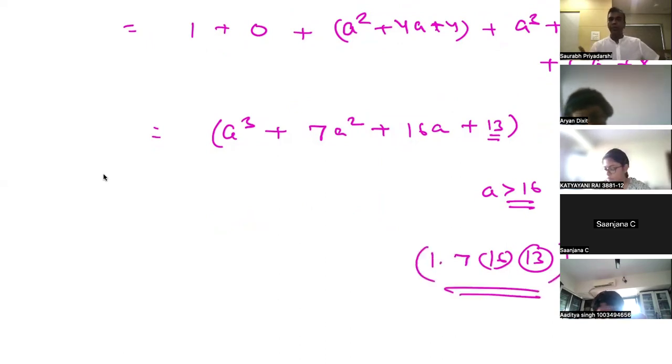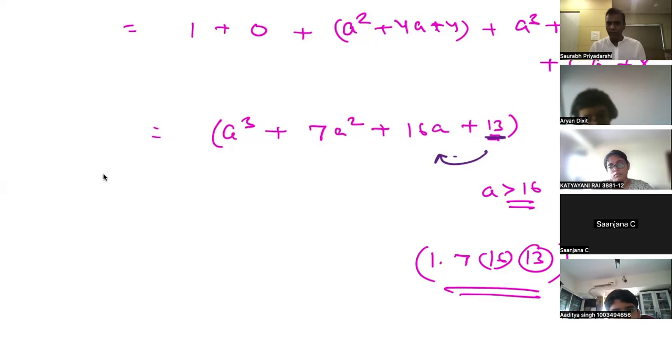If the number is less than that, let's suppose A is 8 only. So if A is 8 only, we can't write this as 13. We have to write, when it is divided by 8, the remainder will be 5. So 1 A is going to this place. Are you getting this? Everyone getting this?